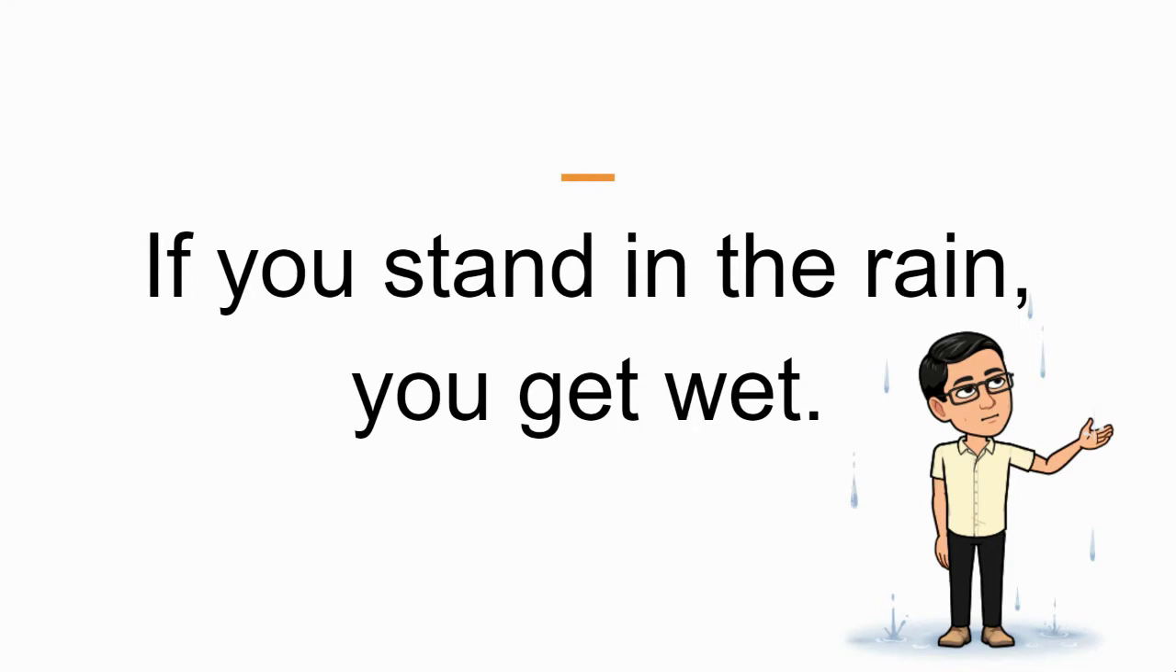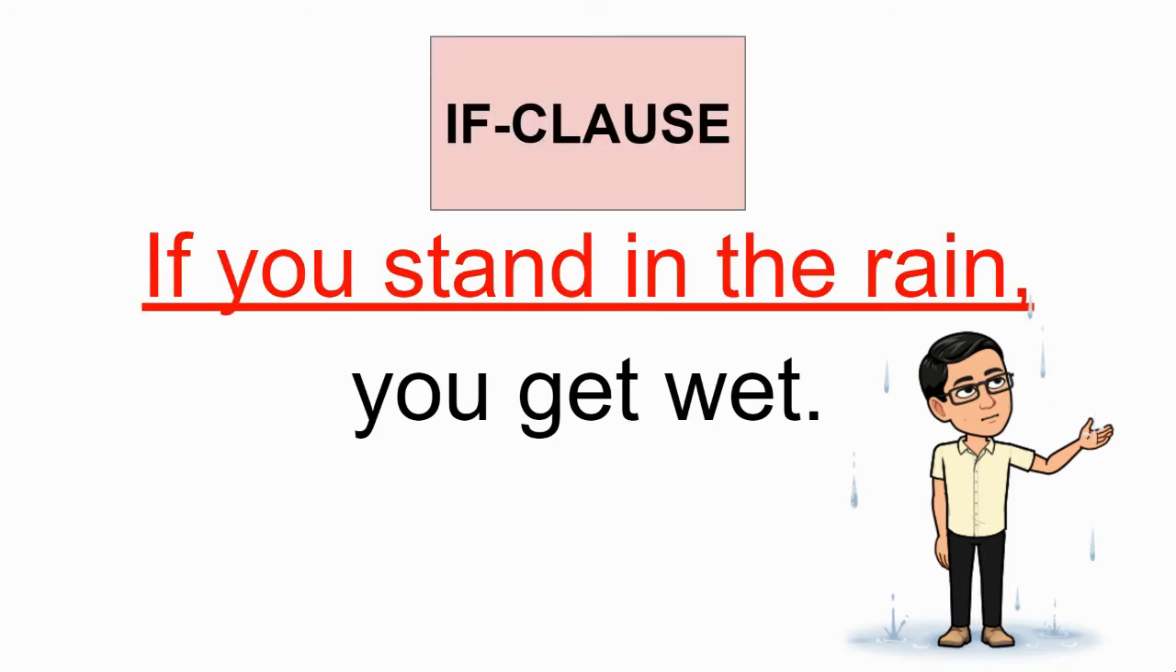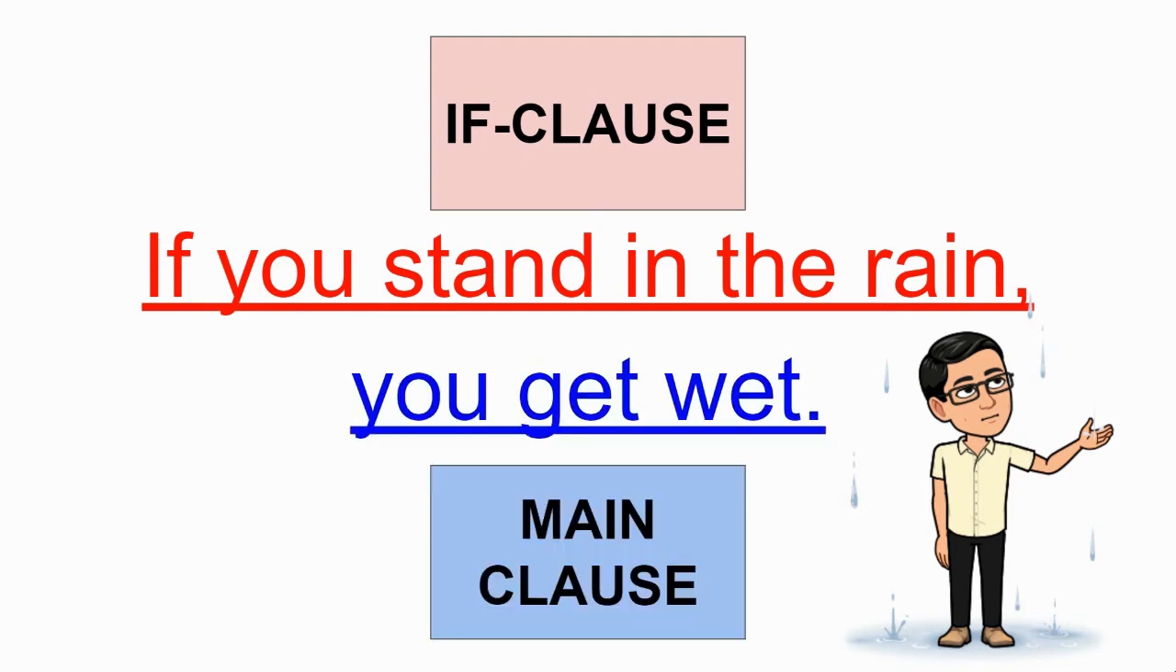Now, let's have a recap on the parts of a conditional sentence. Can you still recall the parts of a conditional sentence? Very good. We have the if clause and the main clause. In this particular sentence, can you identify the if clause? Very good. The if clause is "if you stand in the rain," and the main clause is "you get wet."